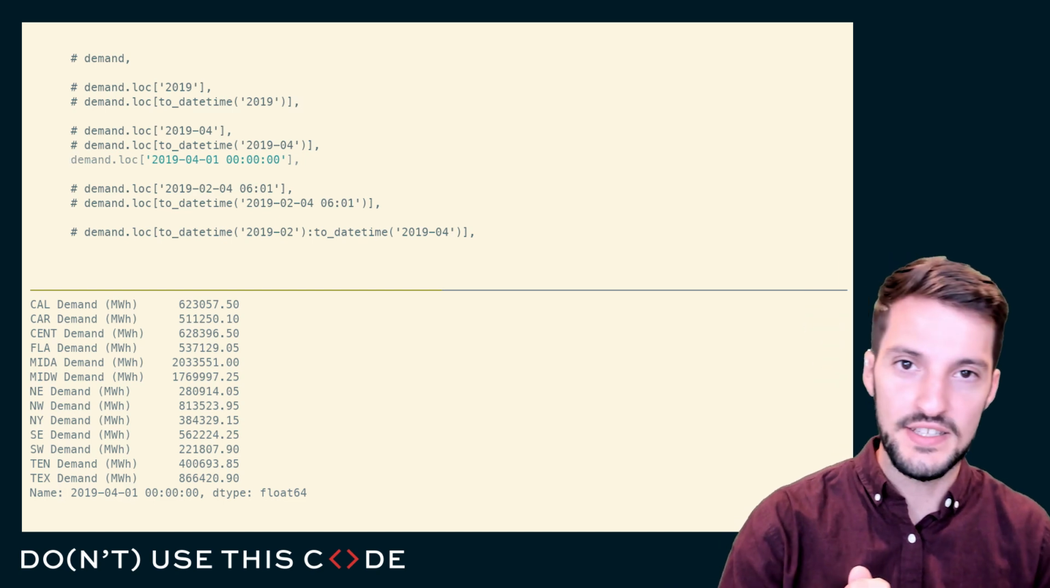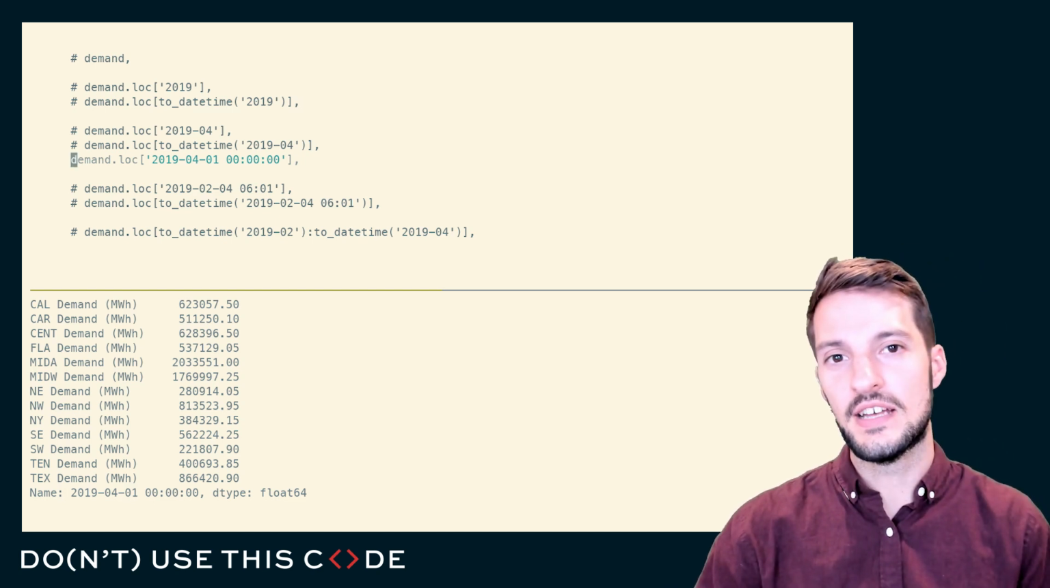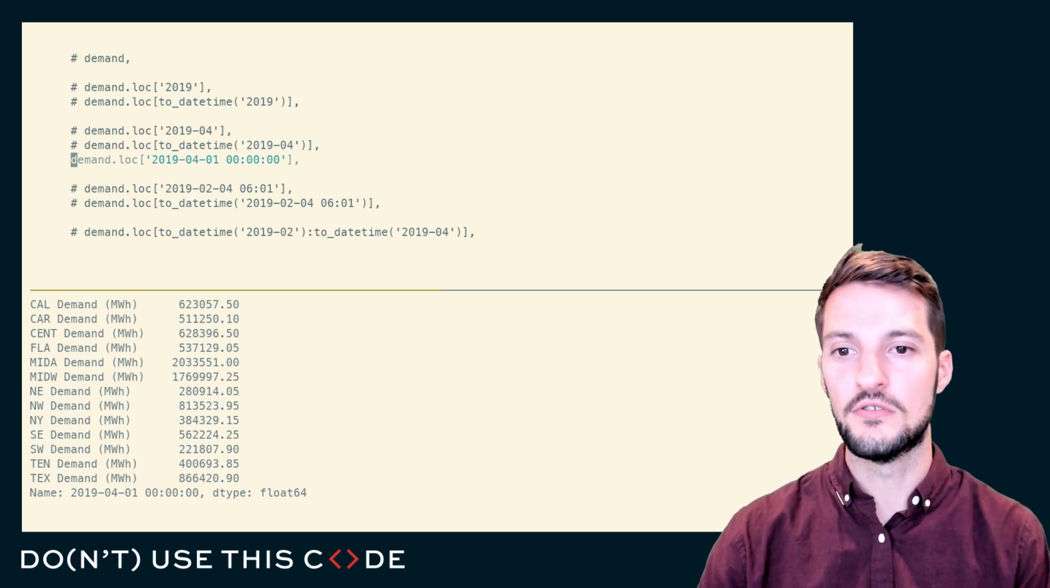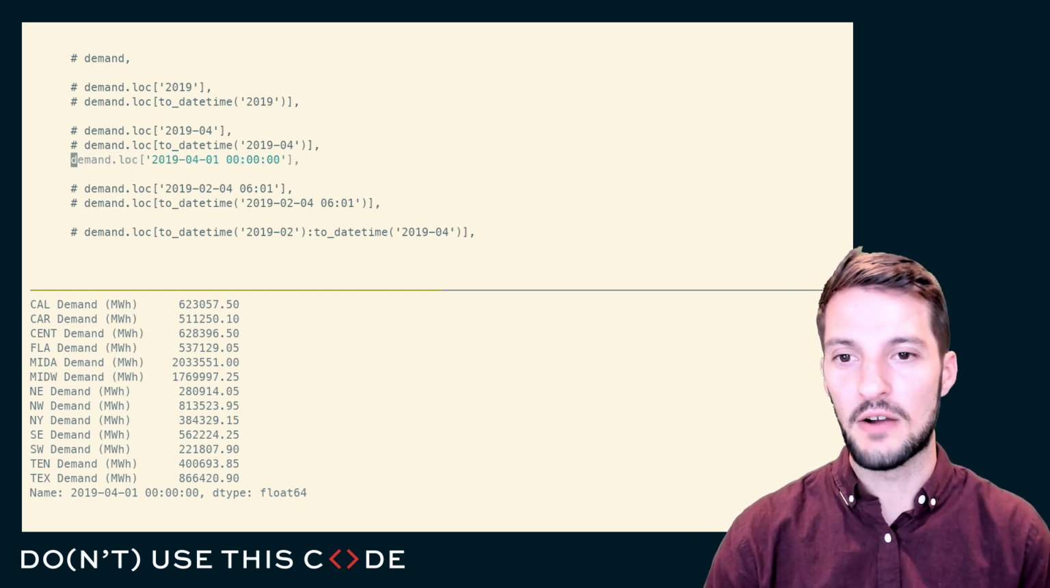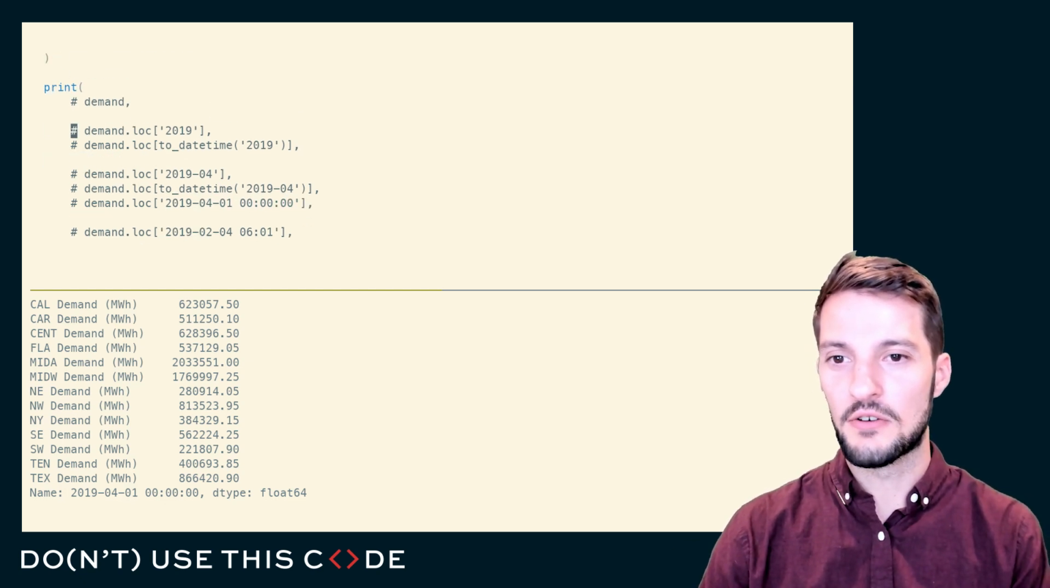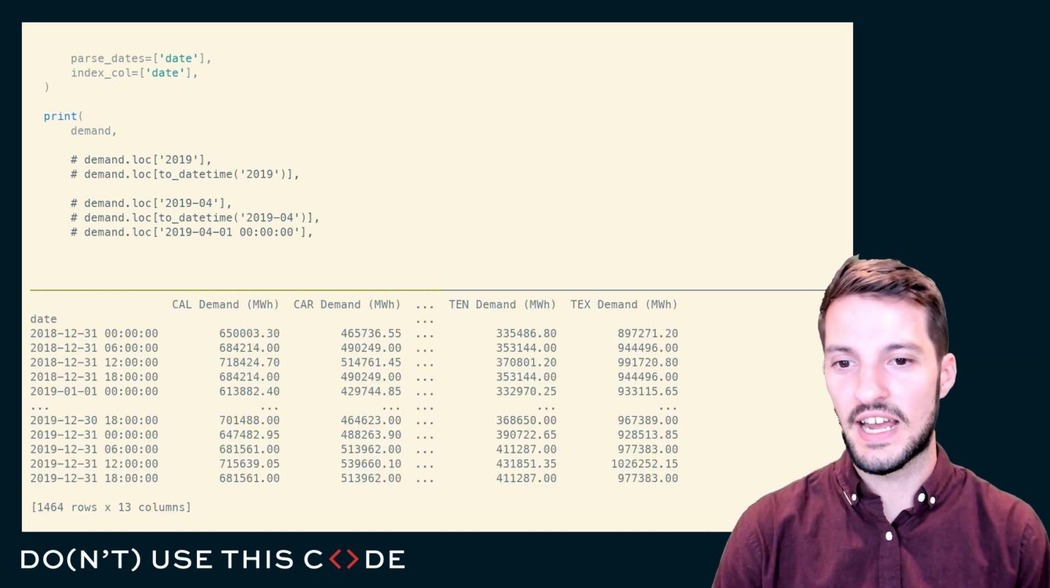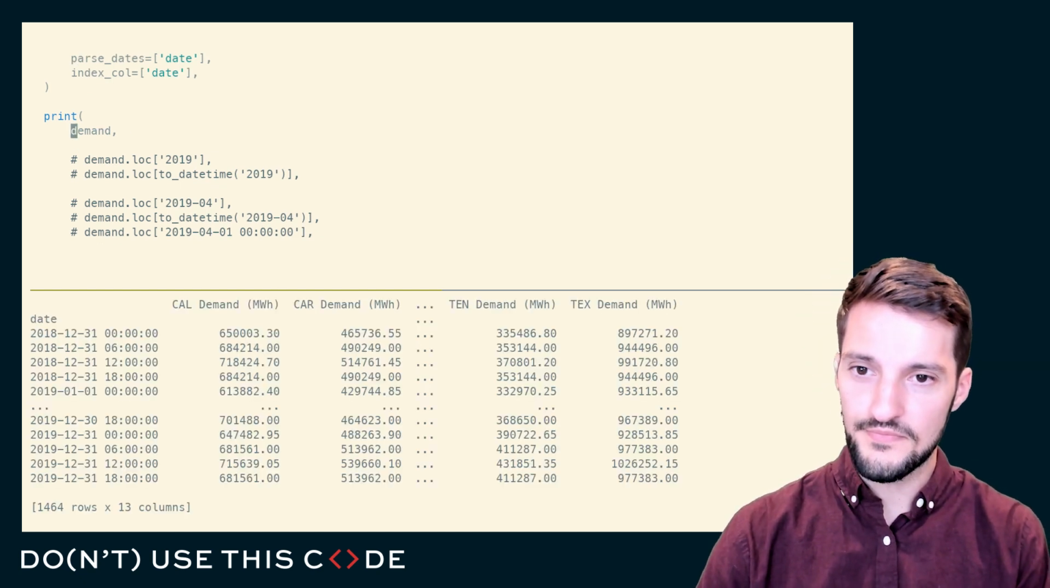But if you pass something that's at the same fidelity as your data, then you'll get back a single row. And you can see here that my data is in fact in the order of hours. I do have hourly data here, actually every 6 hours to be precise.